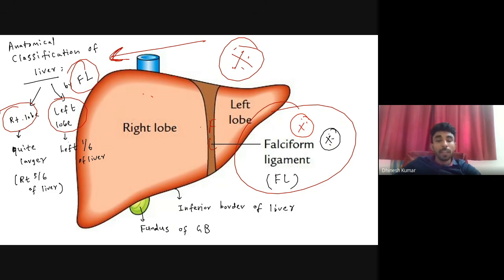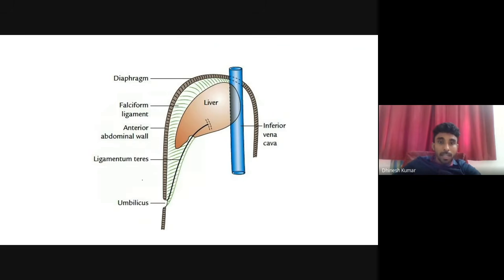And what is the significance I told? Okay, the falciform ligament, this green color you are seeing in this diagram is the falciform ligament. Actually, it contains one structure. Falciform ligament contains one structure called ligamentum teres.